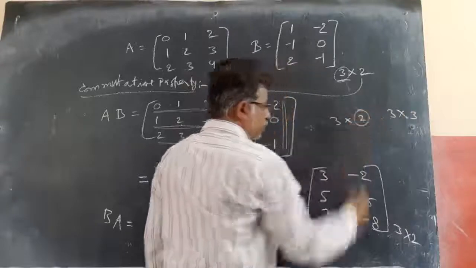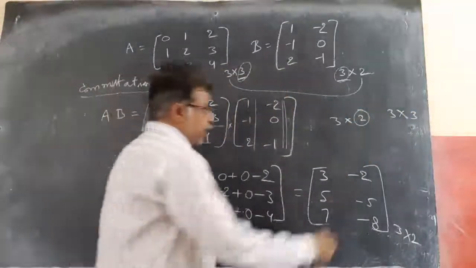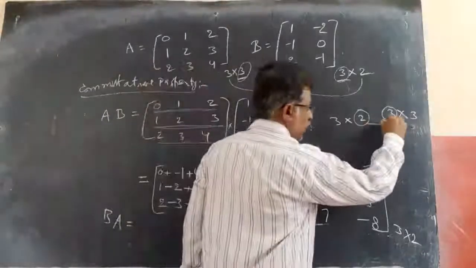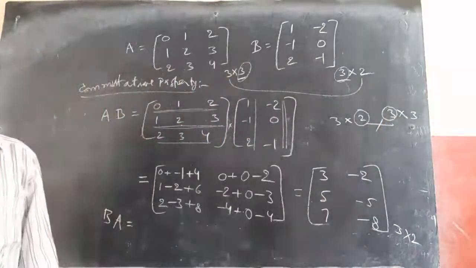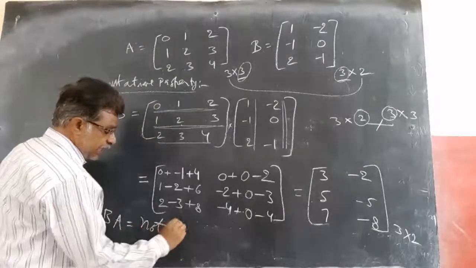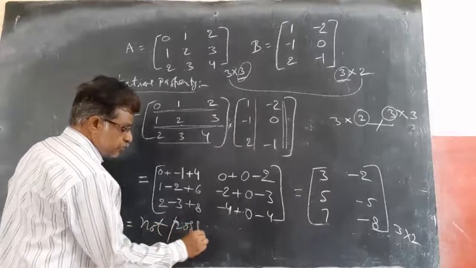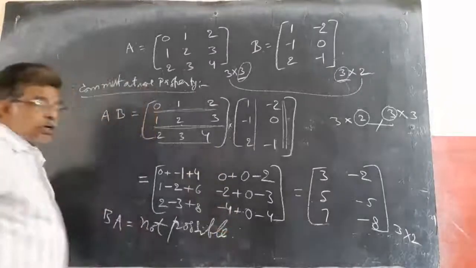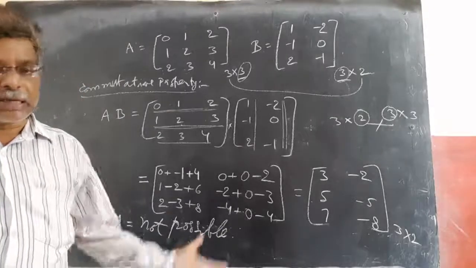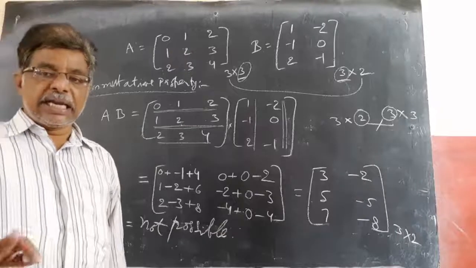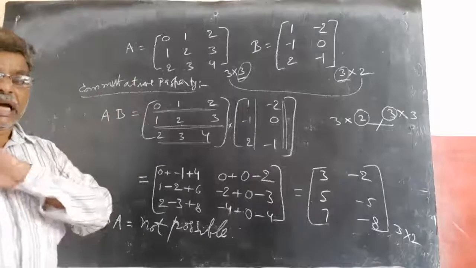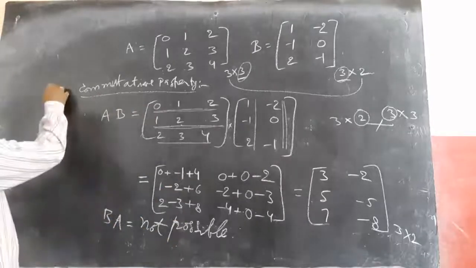Now here, the number of columns in the first matrix is 2 and the number of rows in the second matrix is 3. These two are not equal. That means multiplication is not possible. Here BA is not possible. So what I told, multiplication is not commutative. AB need not be equal to BA. In some cases it may be, but in all cases it need not be equal. So multiplication is not commutative.